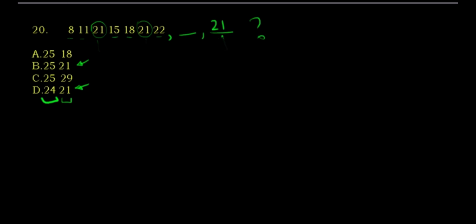I've got 8, 11, that's a plus 3, plus 2. It's not working. Plus 3, plus 3, plus 4, plus 3, plus 4. Yes, it is actually. Here, I added a 3, then I added a 4. Then I added a 3, then I added a 4. So I'm supposed to add a 3. That would give me 22, plus 3 gives me a 25. So 25, this is your answer, B.